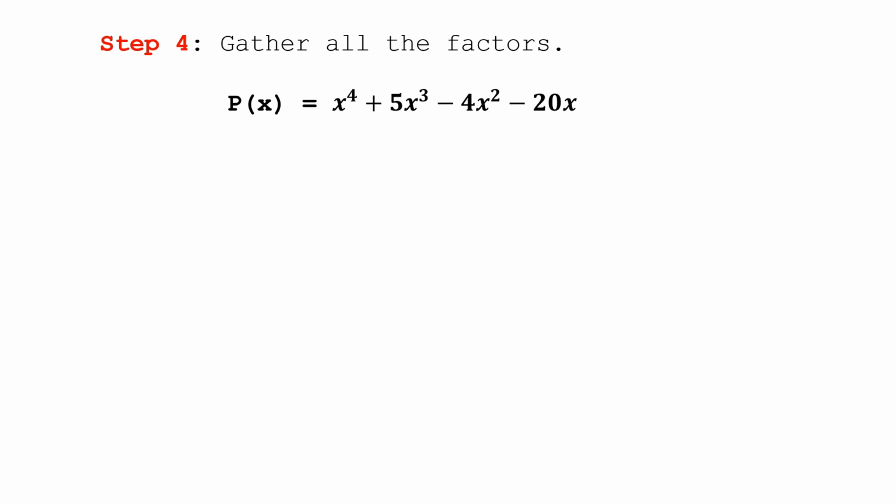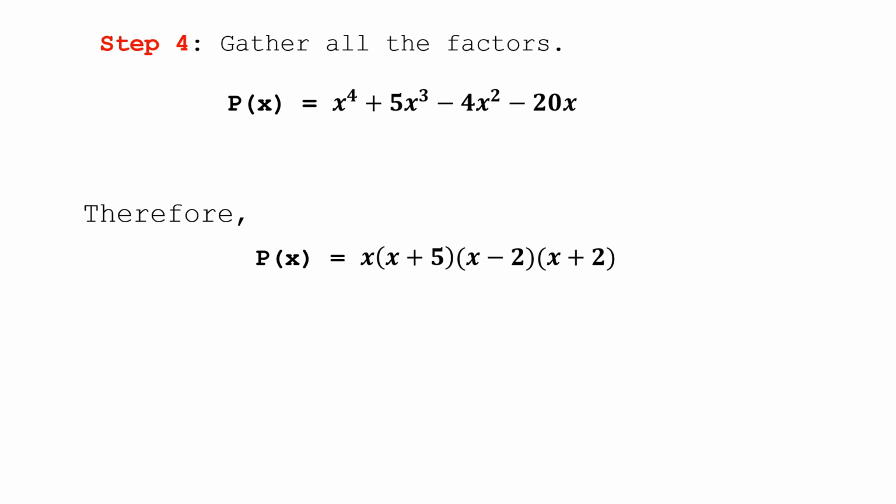So here are the complete factors of x raised to 4 plus 5x cubed minus 4x squared minus 20x. Therefore, p of x is equal to x times x plus 5 times x minus 2 times x plus 2.